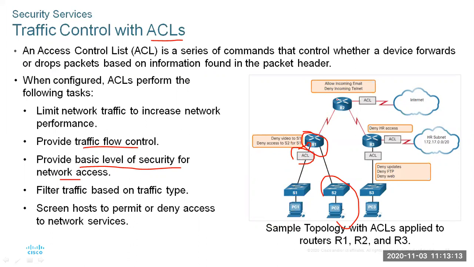Now if we come to router 2 here, it has 3 interfaces. Out of the 3 interfaces, there is the one where the access list is applied, going out to the internet, or coming in from the internet into this interface. So it allows incoming email. If emails are coming in, the access list permits them, but it denies incoming telnet. If somebody is coming in to do telnet, they will be denied.